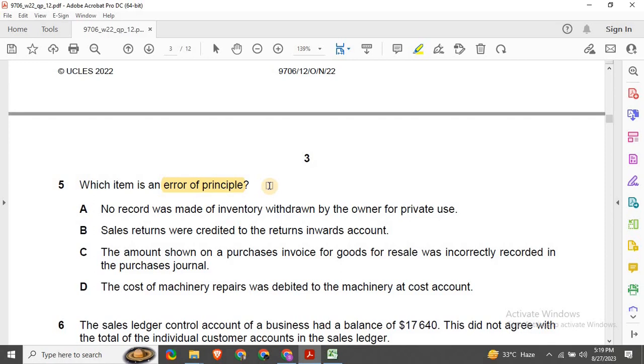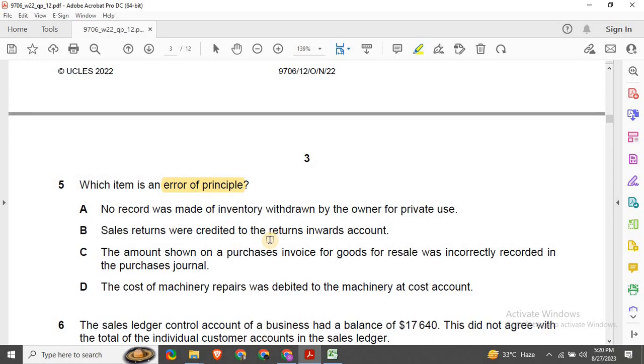Number A is no record was made of inventory withdrawn by the owner for private use. This is not recorded, so this is an error of omission. Number B, sales returns were credited in the sales return inward account. Normally when they return sales, it should be recorded on the debit side, but now it is recorded on the credit side. So this is a complete reversal.